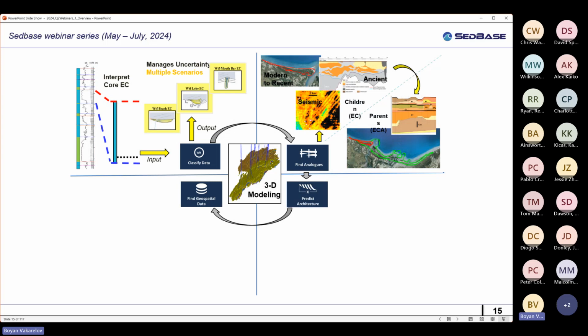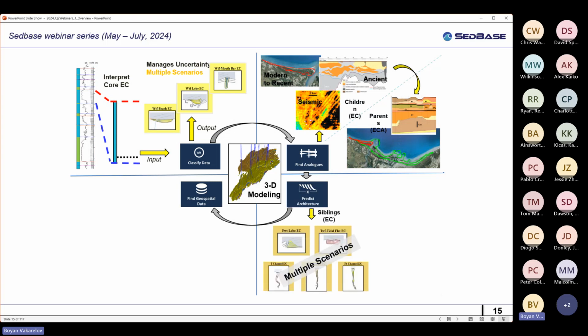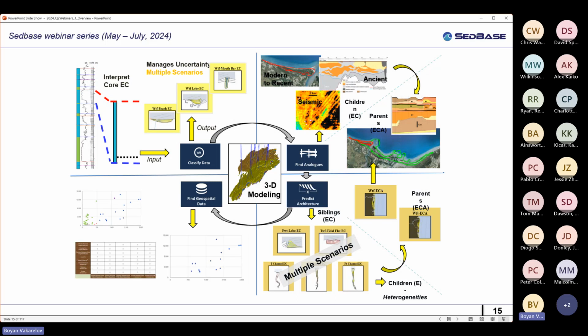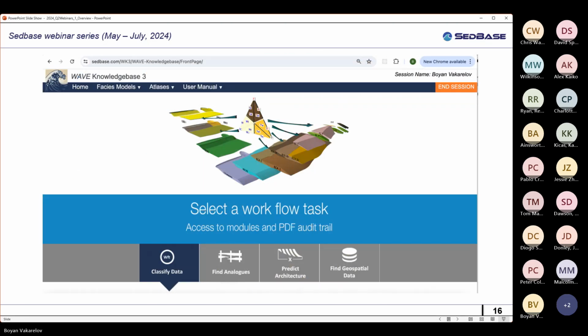We have modern analogues, ancient analogues, etc. We have additional tools which will then allow you to make predictions about what might be happening in your interval away from your well locations. So we have a number of predict modules that help you do this. And as a last step, once you have characterized an environment, once you have built kind of a conceptual model that works for your field, you can go in and you can start getting the relevant dimensional data.